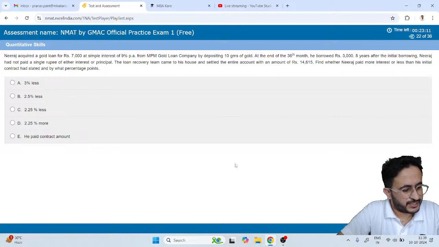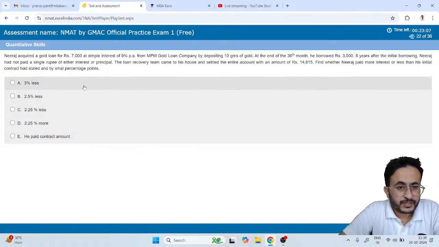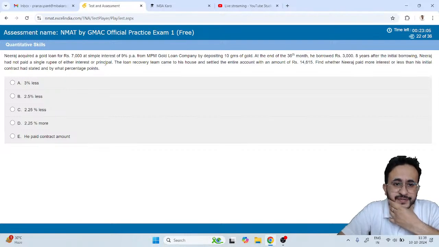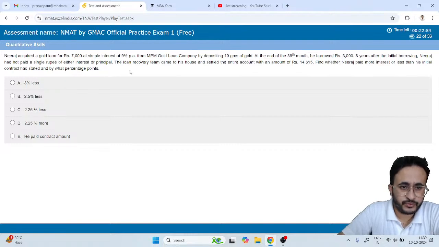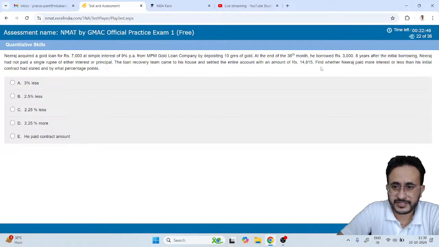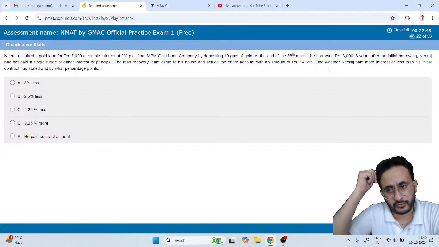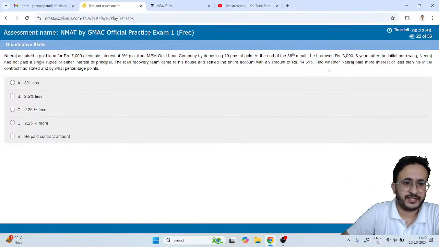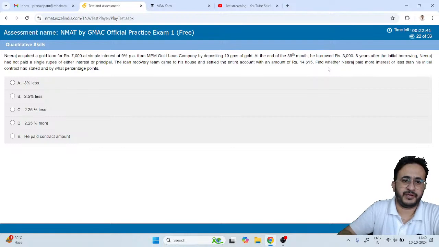The next question says that Neeraj acquired a gold loan of 7,000 at simple interest of 9%, by depositing 10 grams of gold. At the end of 36 months, he borrowed 3,000. 8 years after the initial borrowing, Neeraj had not paid a single rupee, either interest or principal. The loan recovery team came to his house and settled the entire amount with 14,650. Find whether Neeraj paid more interest or less interest than his actual contract had stated and by what percentage.